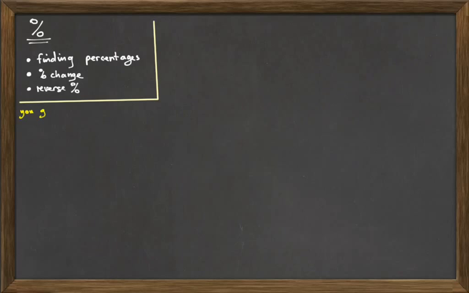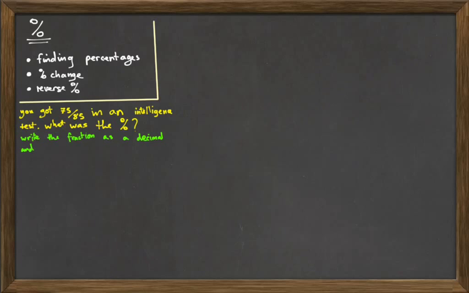So let's look at an example that's common to all of us. Let's say you got 75 out of 85 in an intelligence test, pretty good score. What was the percentage that you got? Okay, so the first thing you need to do in any of these kind of finding percentage questions is to write the fraction as a decimal. Now we don't really need to do that. We just need to write the fraction, put it in our calculator, and our calculator sorts it out. Once you've done that, you then multiply by 100.